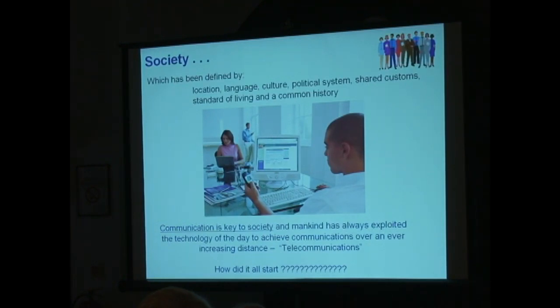has been key to society, and we have always exploited the technology of the time, of the day, to achieve communications over an ever-increasing distance. And we call that subject telecommunications. So how did it all start?